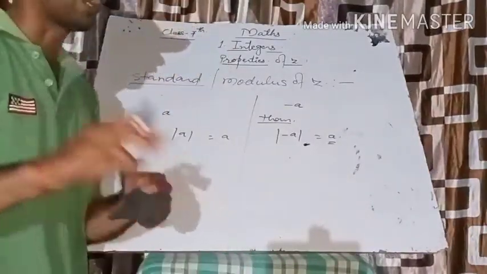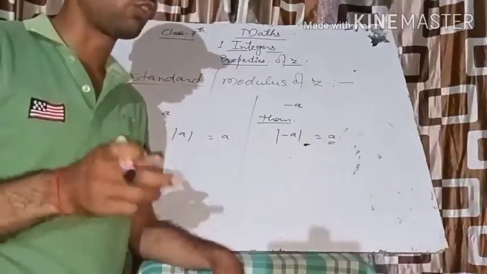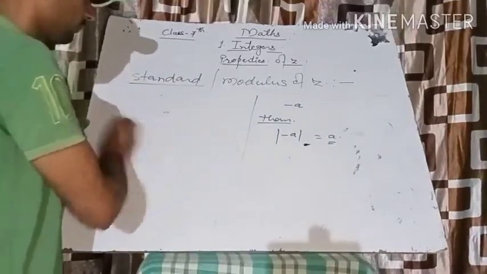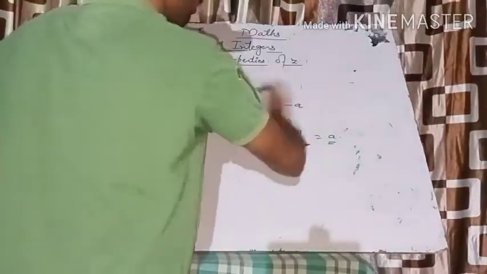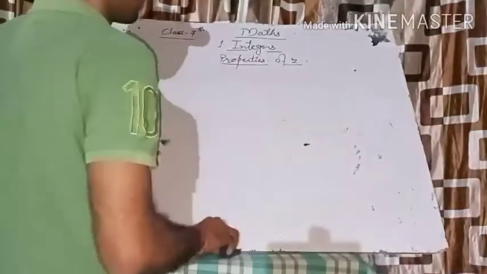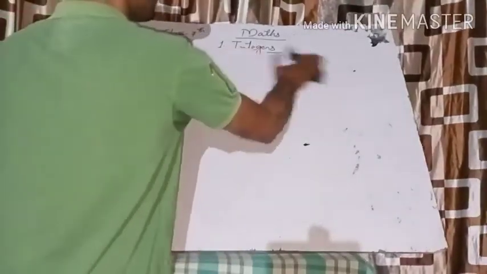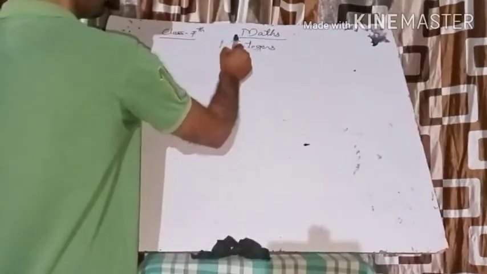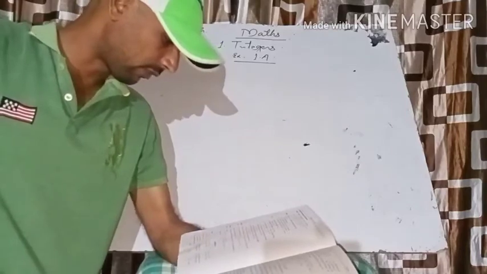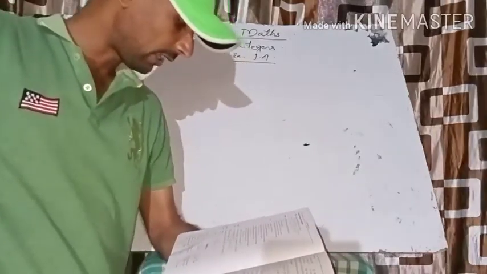So first you have to write down the notes related to these properties in your notebooks. Then you will start your exercise. Now the first exercise is Exercise 1a. Let's start 1a. So here in the first question you have to do the sum, then the additive inverse.